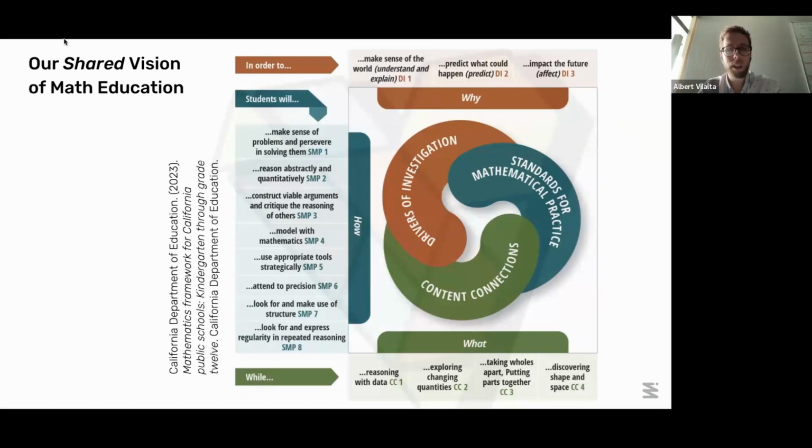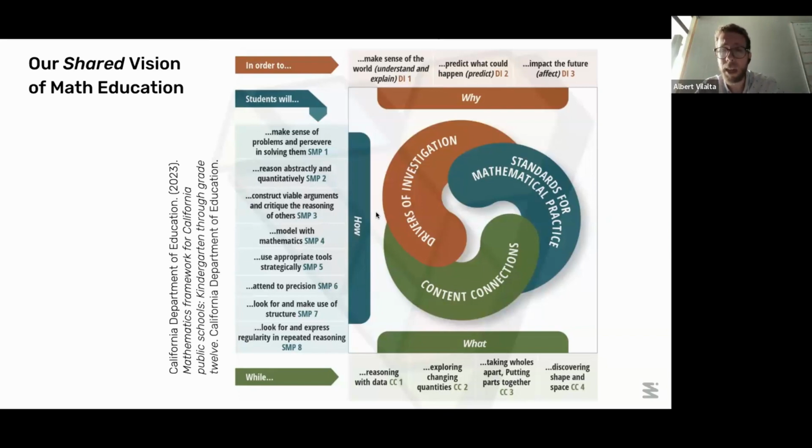And I really like how the new California framework emphasized three aspects of math education. The whys, the DI, the drivers of investigation, right? So understand and explain, predict and affect are the drivers of investigation. It is the why are we doing what we do in the classroom? This needs to be like a North Star for us as teachers. Then we have the how, in the left part of the screen, in which we have the mathematical practices by the NCTM.